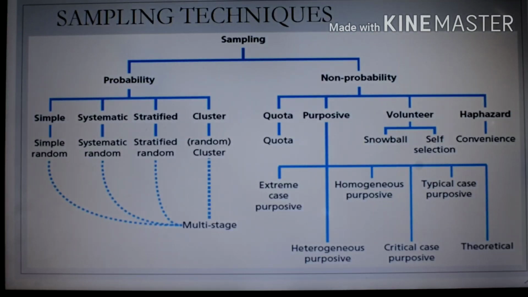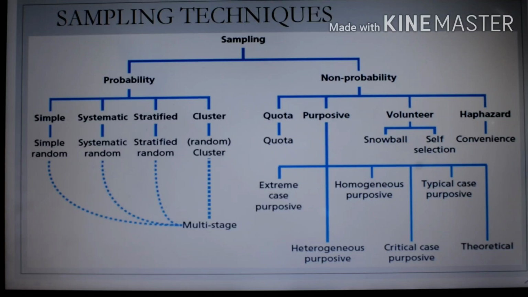Now let's talk about sampling techniques. This is very much important in research while selecting the sample. Sampling is divided into probability sampling and non-probability sampling. In probability sampling, there is an equal chance of occurrence. In non-probability sampling, there is no equal chance of occurrence.